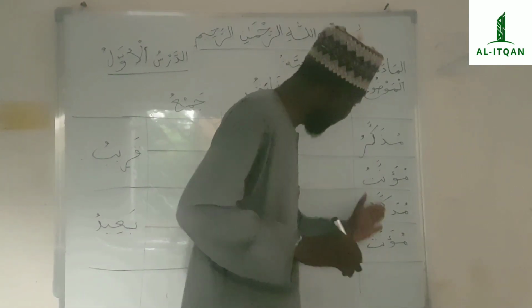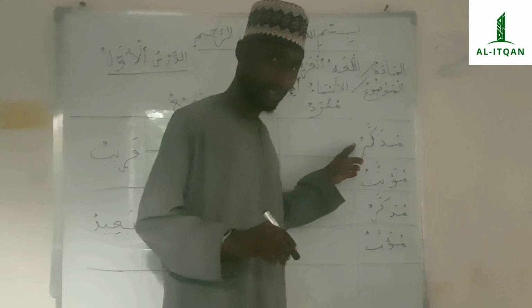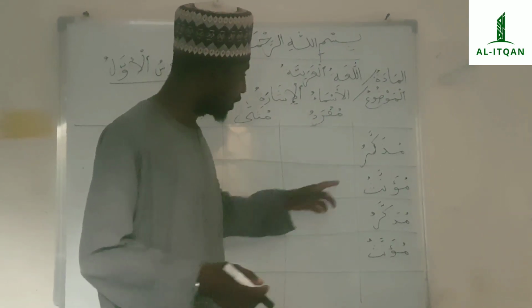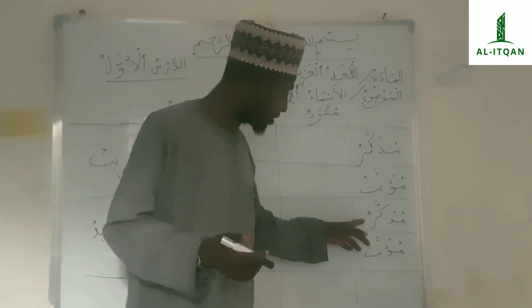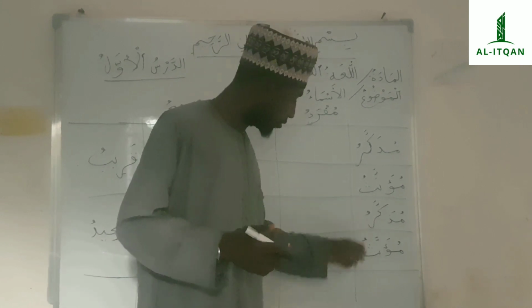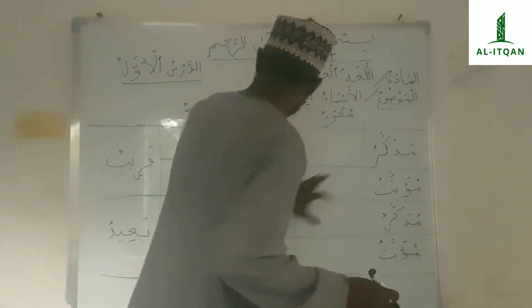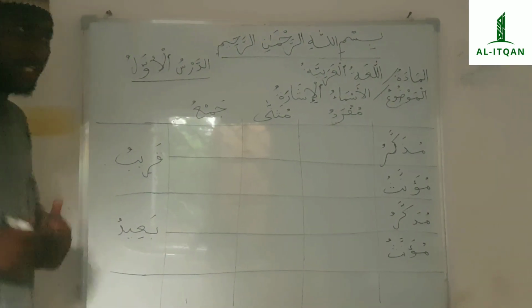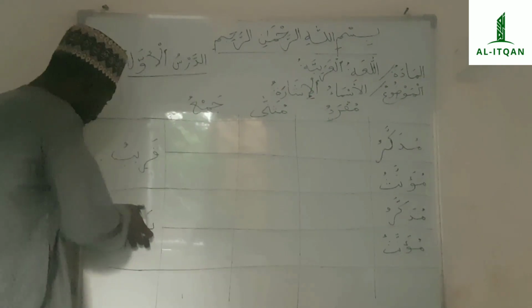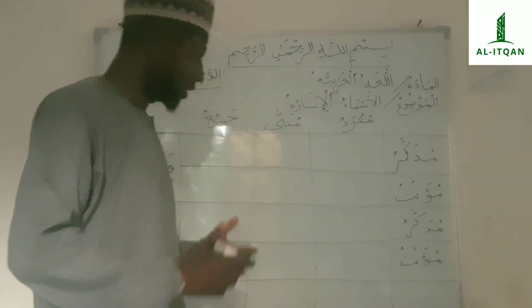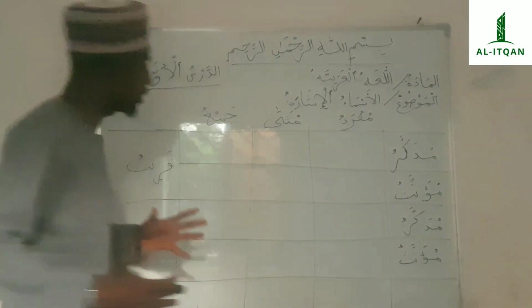Then you look at this place, we have mudhakkar, that is masculine. You have mu'annath, feminine. Then you come here, we have qarib. These two are for qarib. Qarib means for near objects. Then we have ba'id, for far objects. We will understand this when it comes to the application, but this is the meaning of the chart we are seeing on the board.